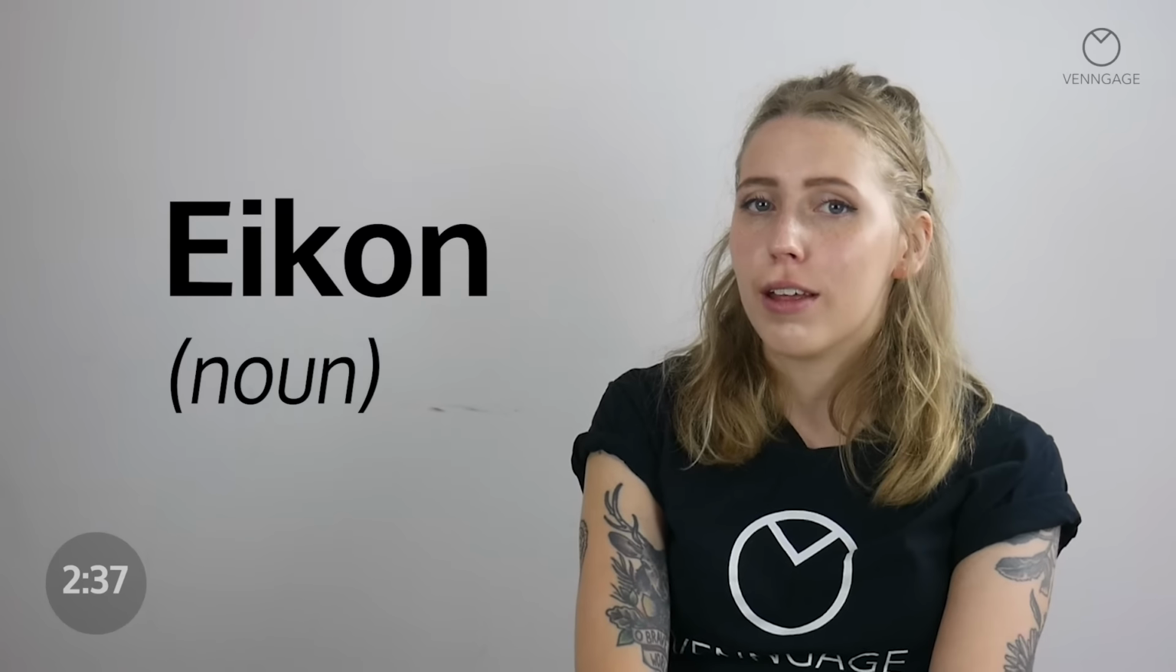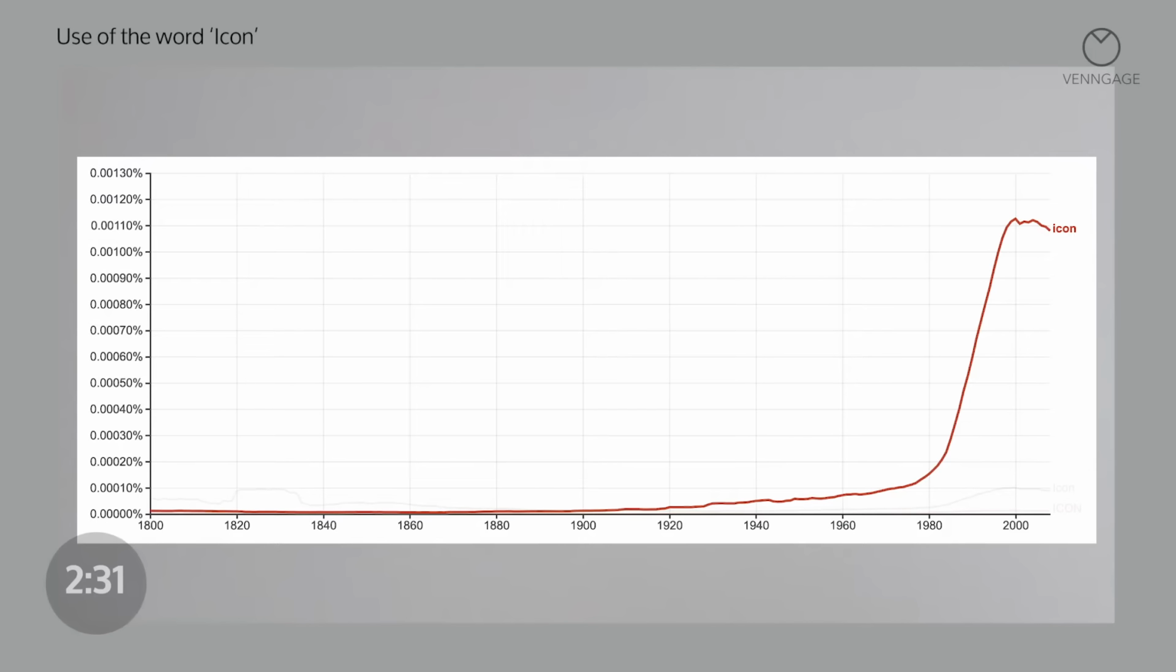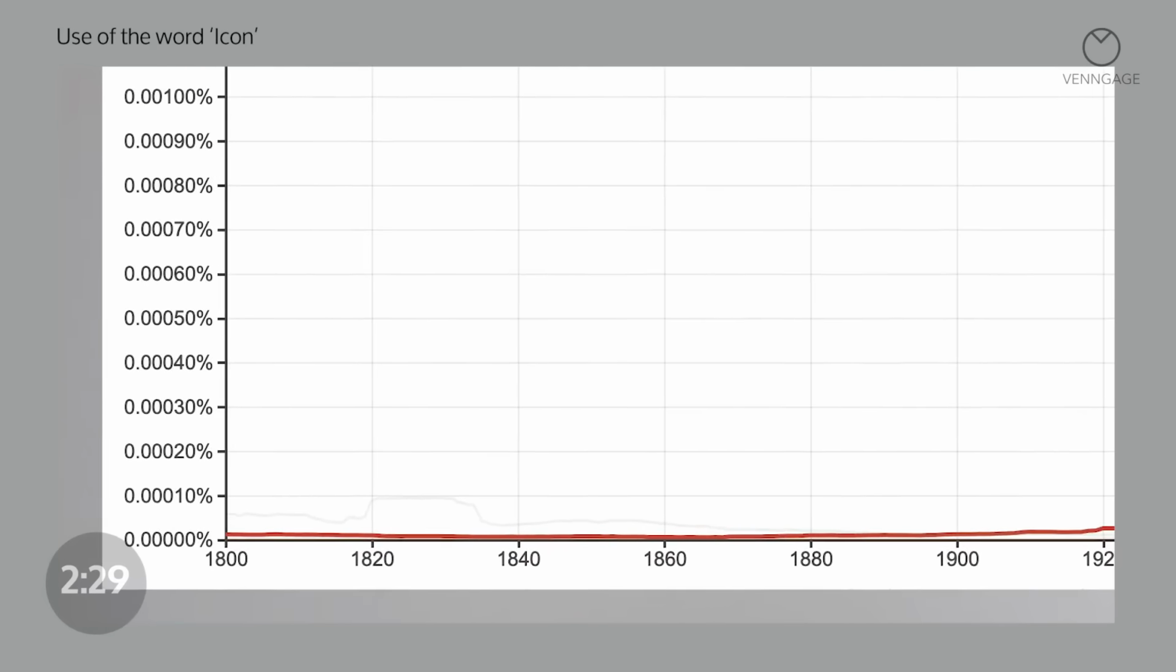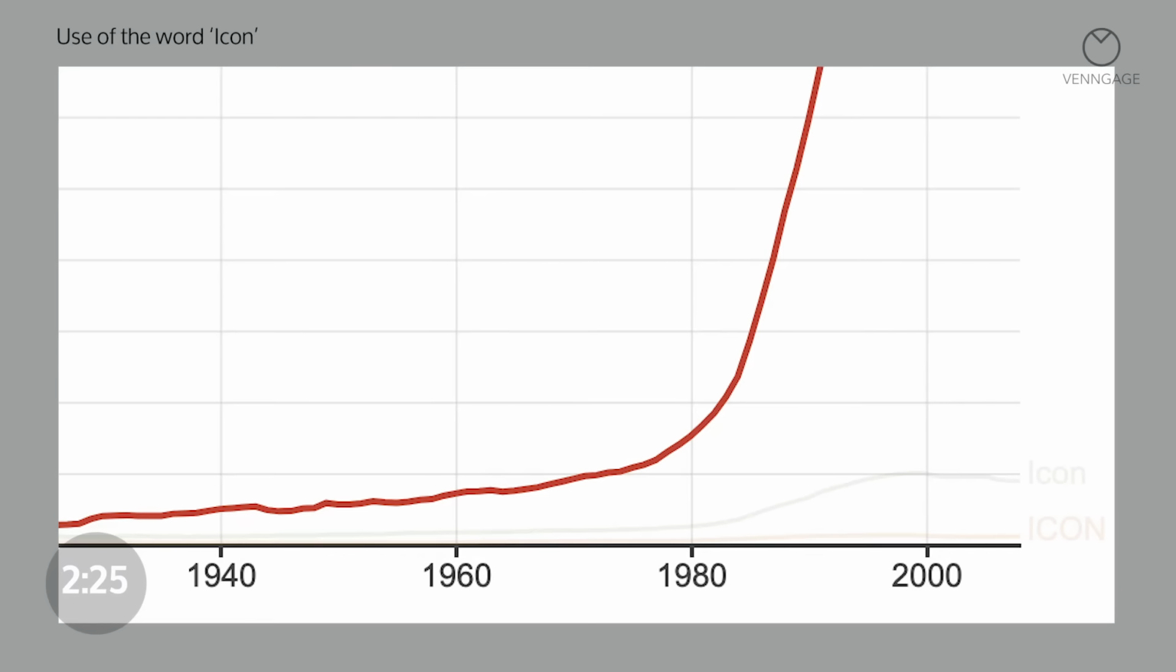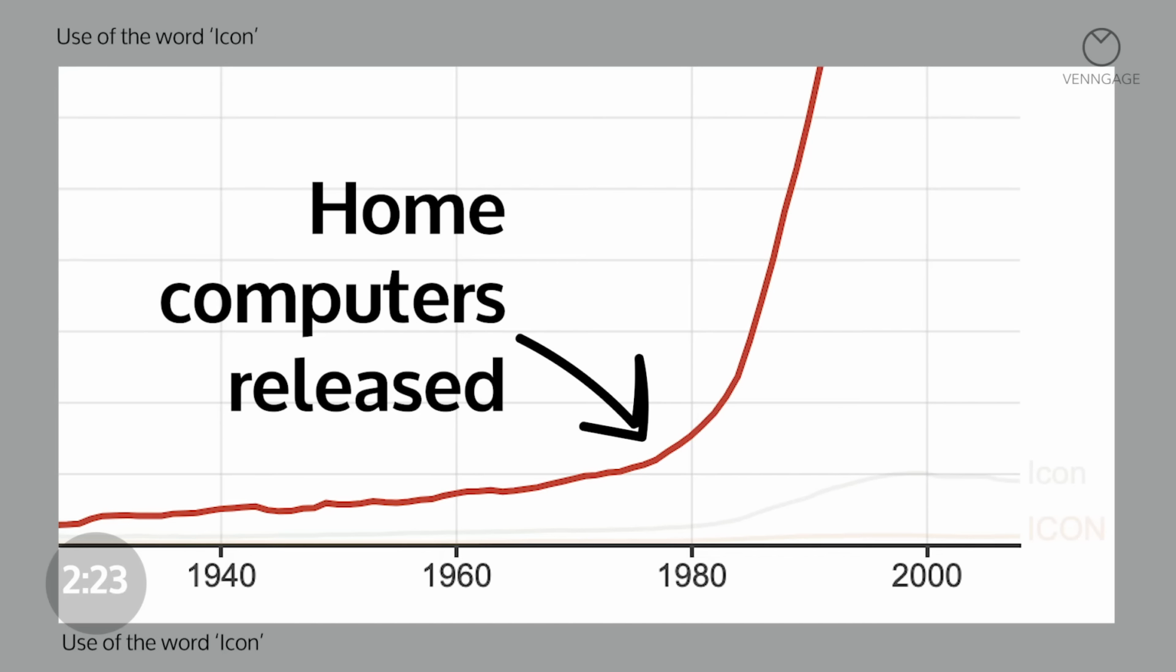History lesson. The word icon comes from the Greek for the word image, and it originally has its roots in religious symbolism, but more commonly today is used in communication design. This chart tracks the use of the word icon over the years. As we can see, it wasn't used very much until the late 1970s with the invention of the home computer.